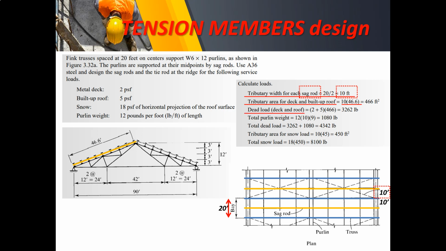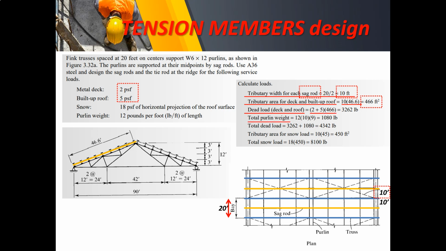Now moving on to the calculation of the dead load. Of course, we're going to use here the tributary area that was already calculated. All we need are the values of the dead loads. We have 2 PSF and 5 PSF. So that will be simply added and then multiplied by the tributary area for the deck and built-up roof. So we'll yield 3,262 pounds.